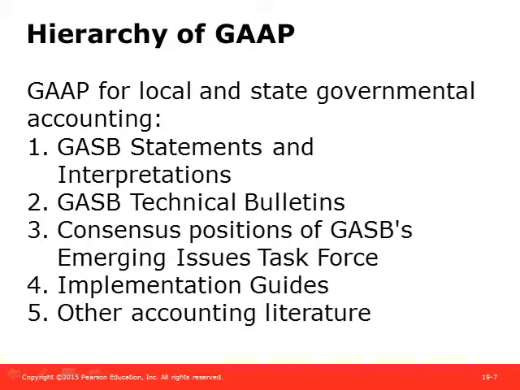If none of these provide adequate guidance, governmental entities should consider other accounting literature, including GASB concept statements, standards of the International Public Sector Accounting Standards Board, FASB standards not made applicable to governments by a GASB standard, and textbooks. So when addressing an accounting issue, government financial statement preparers should first look to GASB statements and interpretations, followed by the technical bulletins, and so on.